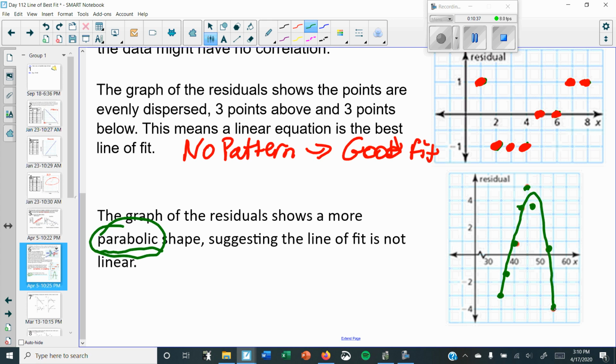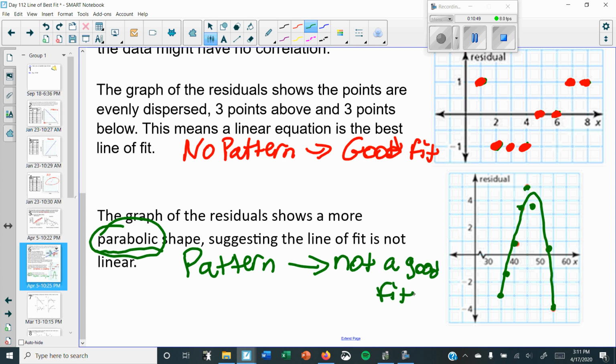In this case, there was a pattern. So if there is a pattern, it's not a good fit to draw a best fit line. Not a good fit, because then you wouldn't draw a best fit line. You would probably draw a best fit, like quadratic, like parabolic shape. So again, I know this was confusing and they barely ever ask it. All you need to know is if there's no pattern, it's a good fit to draw a best fit line. If there is a pattern, don't draw a best fit line.